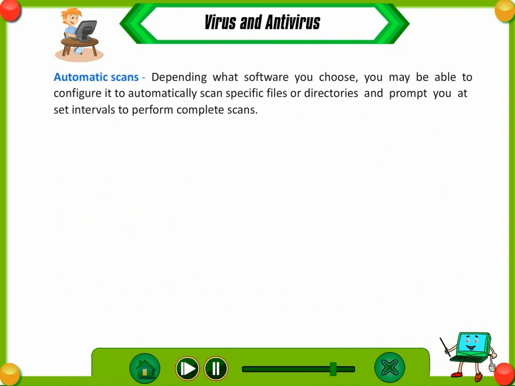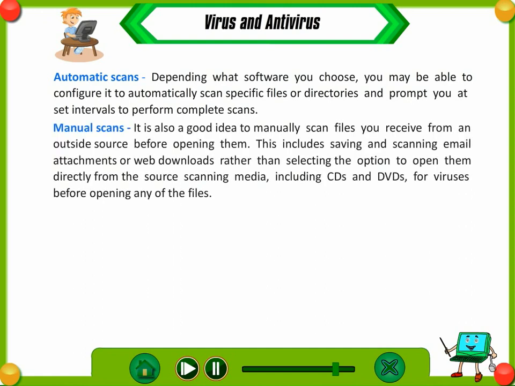Automatic scans. Depending on what software you choose, you may be able to configure it to automatically scan specific files or directories and prompt you at set intervals to perform complete scans. Manual scans. It is also a good idea to manually scan files you receive from an outside source before opening them. This includes saving and scanning email attachments or web downloads rather than selecting the option to open them directly from the source, and scanning media including CDs and DVDs for viruses before opening any of the files.